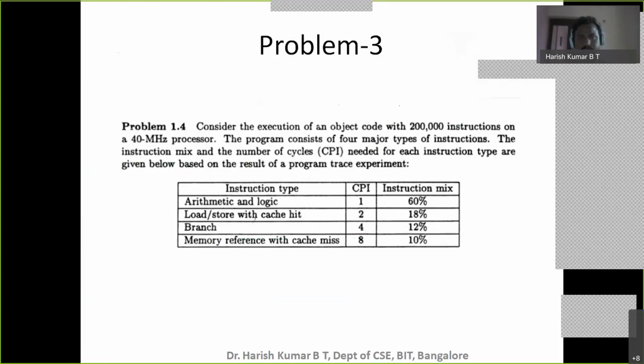Correct? Will you be able to do it? Yes, sir. Right.